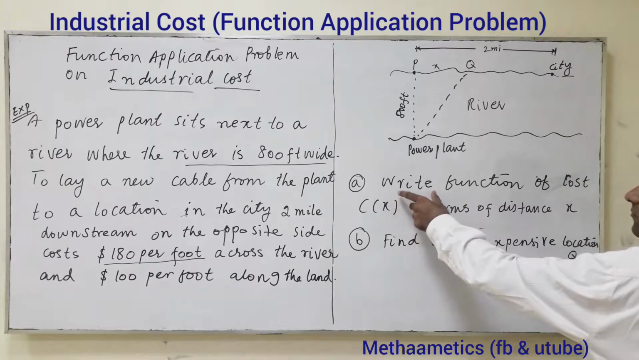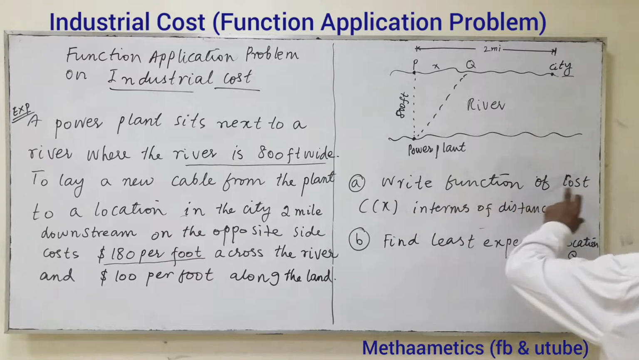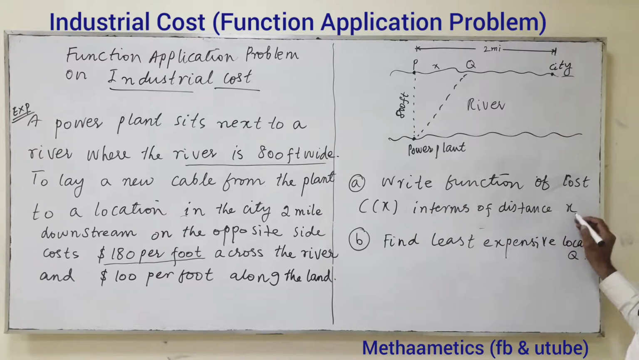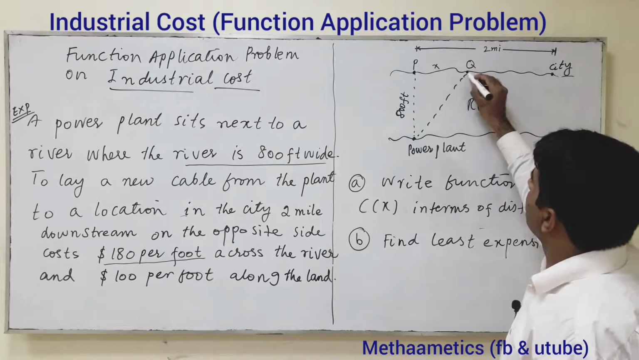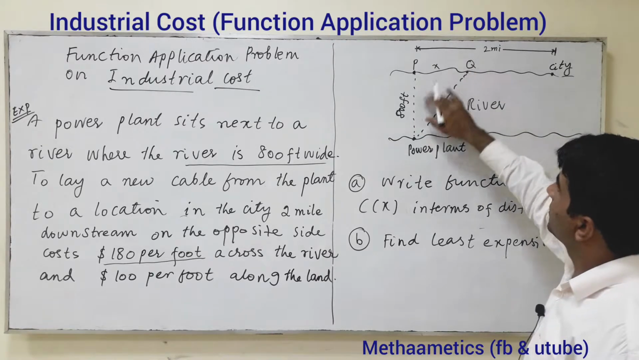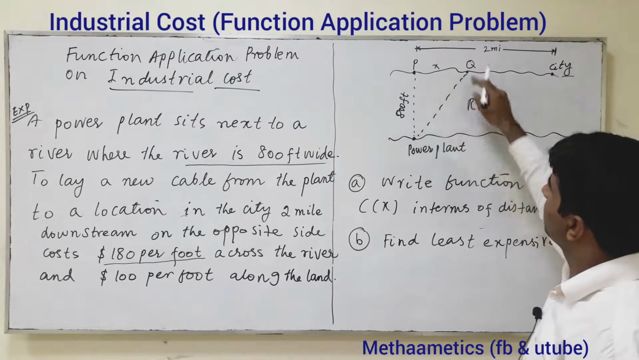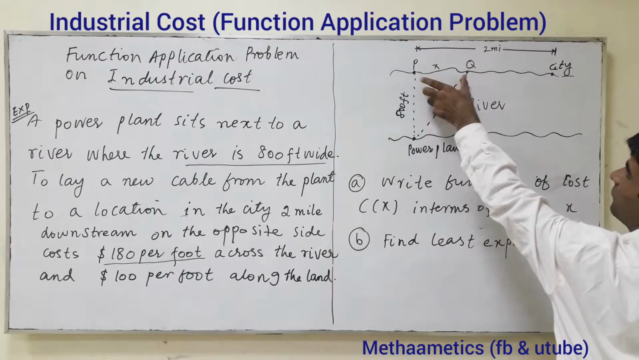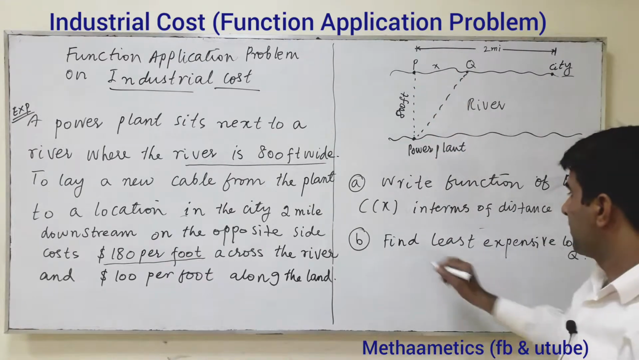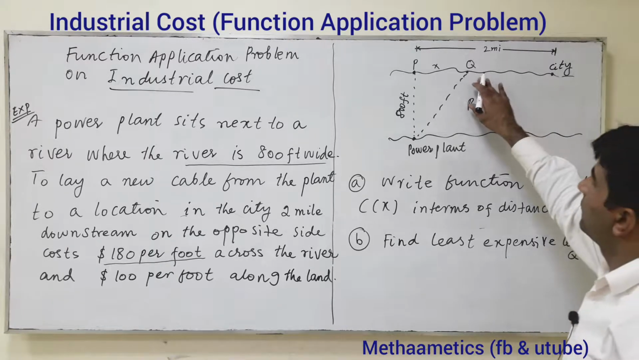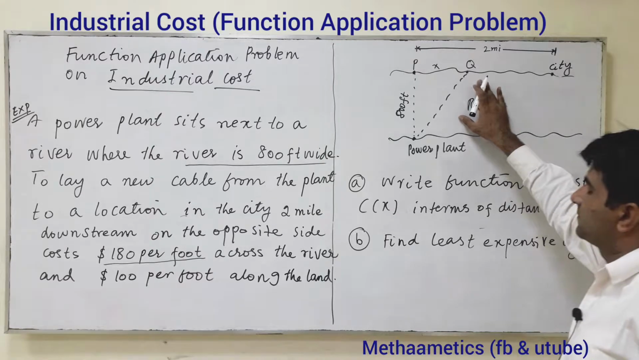We have to write a function of the cost in terms of distance x. This is x distance from a point, and that point is q. Where should x be? Where should be the location we cross the river? It should be between p and q. Find the least expensive location of q.